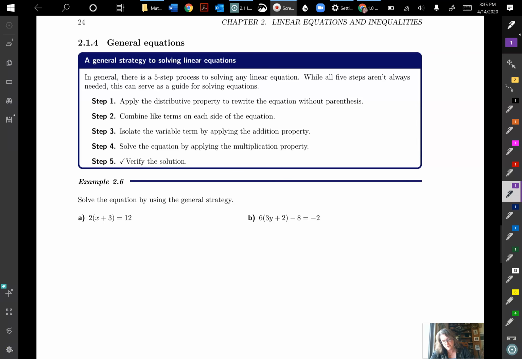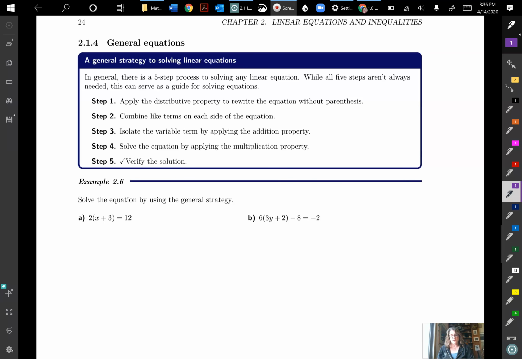Okay, now we have page 24, 2.1.4 general equations. So the steps that we're going to follow is we want to deal with grouping symbols. If we have anything inside parentheses that we could combine, we would want to do that. If not, we will need to distribute to remove the parentheses and free up the variable.